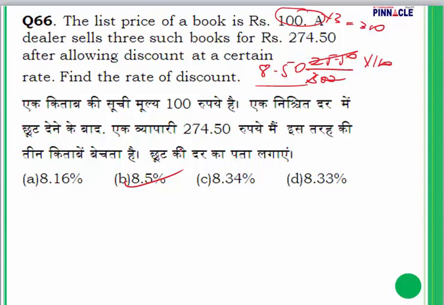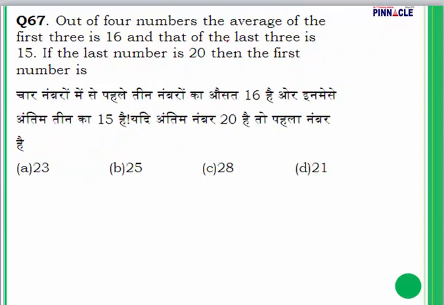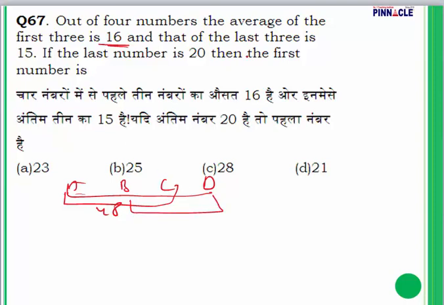The next question is question number 67. Out of 4 numbers, the average of the first 3 is 16 and that of the last 3 is 15. If the last number is 20, find the first number. The average of 3 numbers A, B, C is 16, so total is 48, and the last 3 average is 15, so total is 45. If the last number is 20, the first number would be 3 more, so it will be 23, because B and C are the same. Only the difference is A and D. If D is 20, then it becomes 45. If A is 23, then it becomes 48. Answer is A.